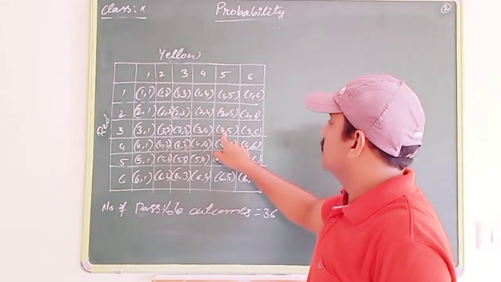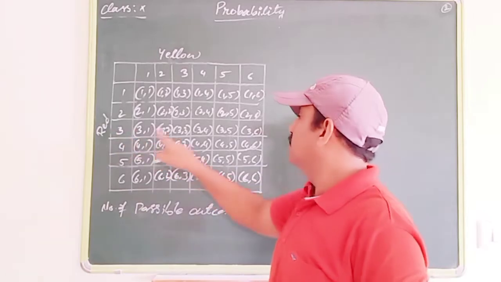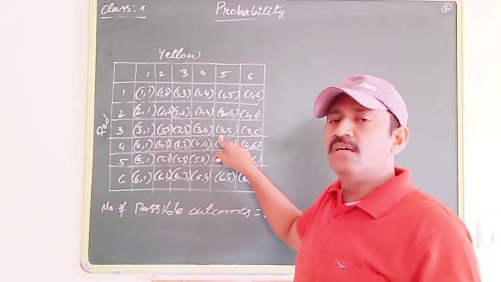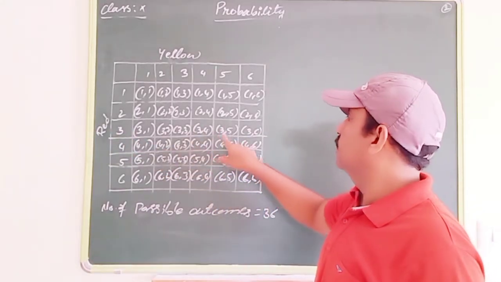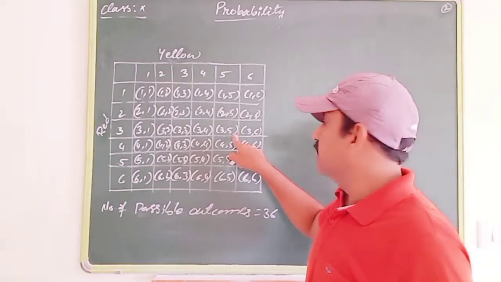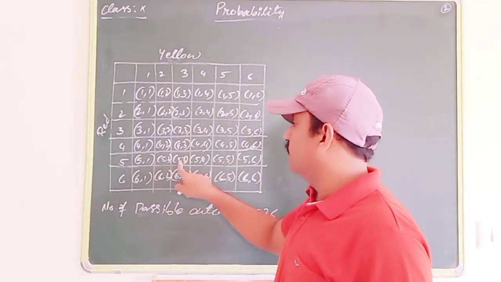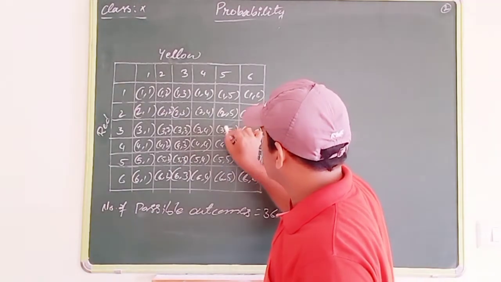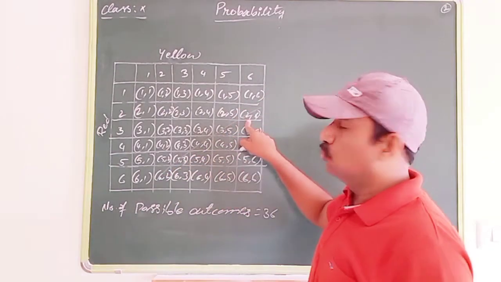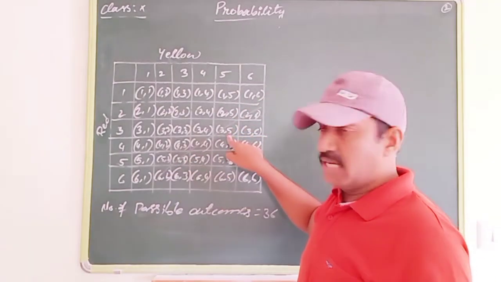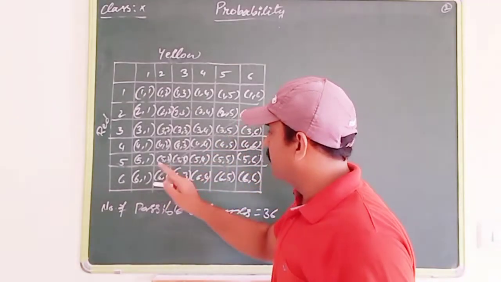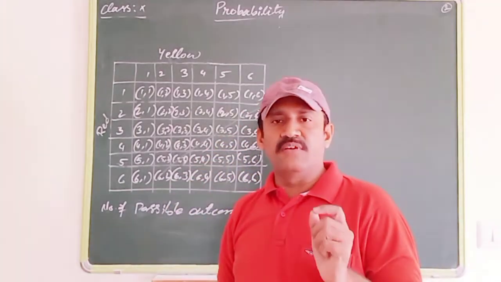Similarly, you can observe this case: in red color we have 3 and in yellow color we should get 5. Then 3 plus 5 is equal to 8. Similarly in this case, 4 comma 4, 5 comma 3 and 6 comma 2. So 2 comma 6, 3 comma 5, 4 comma 4, 5 comma 3 and 6 comma 2. So these are the favorable outcomes.